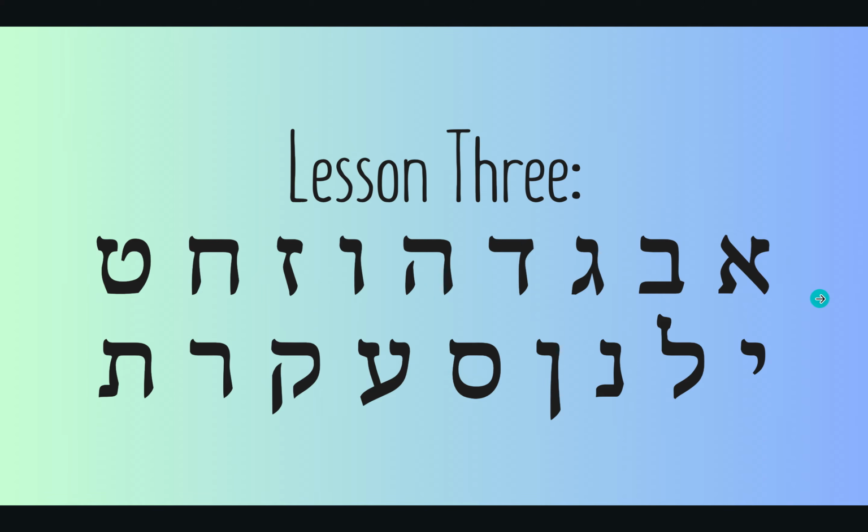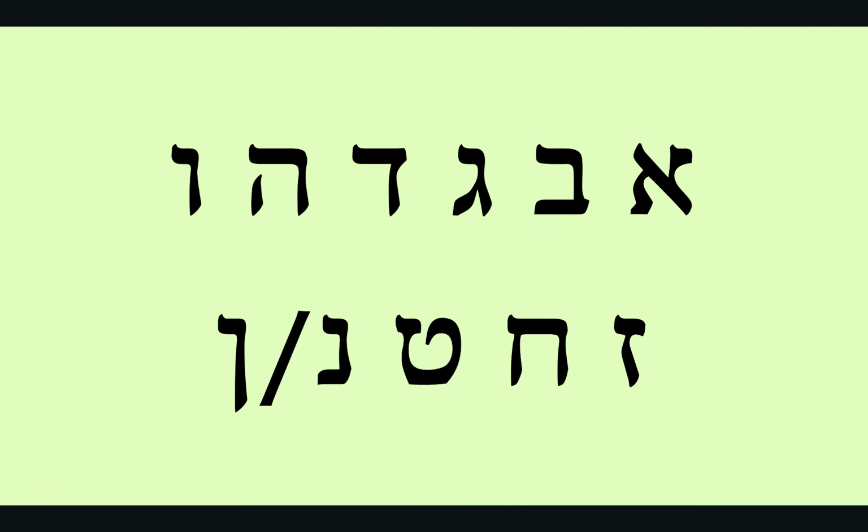Here are the letters we've learned so far, in addition to the ones we're learning today. It looks like a lot, but trust me, have confidence, and you'll be fine. Aleph, silent. Bet, b or v. Gimel, g. Dalet, d. Hey, h, silent at the end of the word.